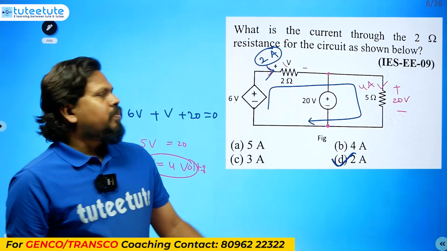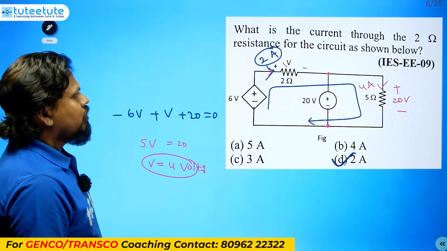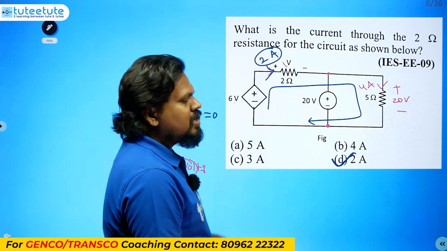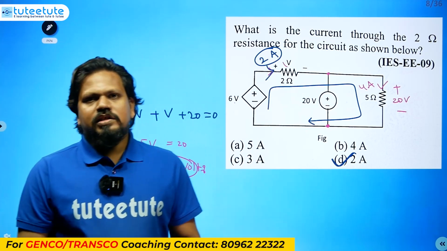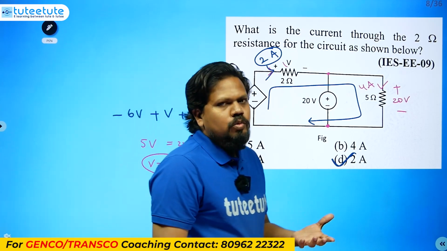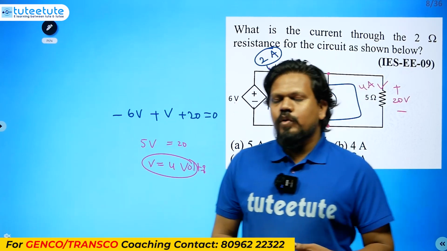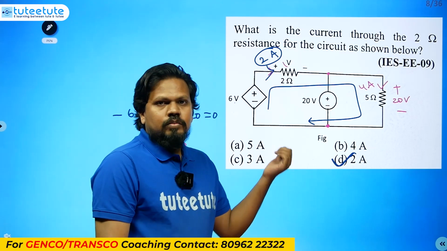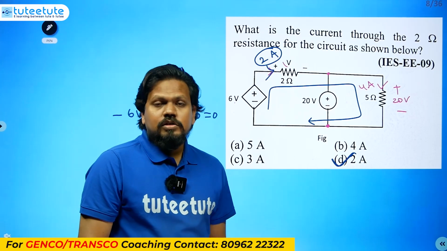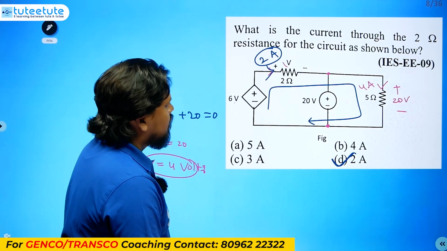Whenever dependent sources come, you have to use some certain method. Any one method you have to use, either KVL or KCL. If the KVL and KCL possibility is not there, that kind of problems we will also solve. Whenever some difficult problems come with a dependent source, we will definitely solve them using different methods.